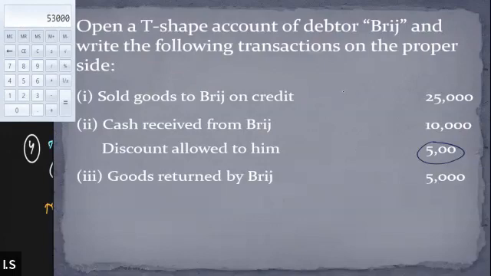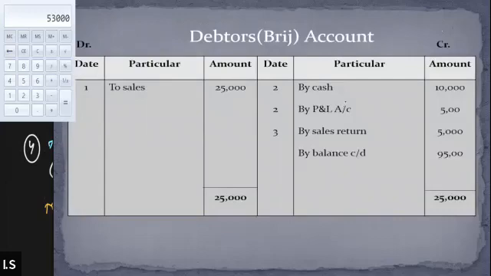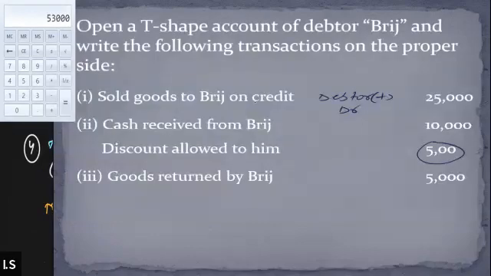All right, everyone. So see, let me help you. Sold goods to Bridge on credit. When we sell goods to Bridge on credit, this is obviously going to increase the amount of debtor. So debtor will increase. Therefore, this amount needs to be debited. When we prepare Bridge account like this, we will record this amount on the debit side by the name of sales, to sales. We have sold goods to Bridge for rupees 25,000.